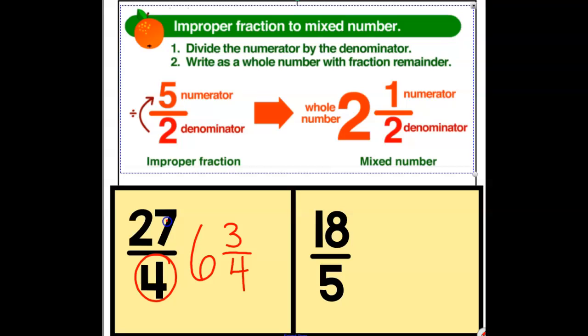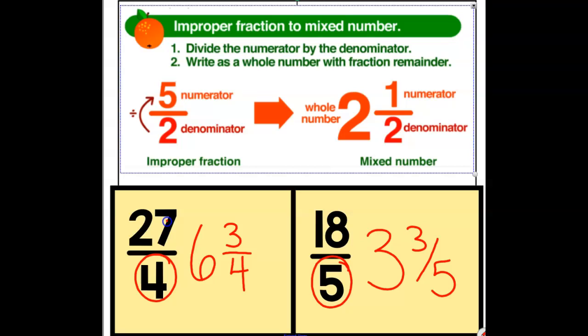Okay, next one. Now my denominator is a 5, so I'm going to try to make groups of 5/5, because that's going to be the same as 1 whole. So I'm going to count by 5s: 5, 10, 15, 20 is too much, so I can only get in 3 wholes. 15 fifths would be 3 wholes, but I need to get to 18. 15, 16, 17, 18. 3 more fifths.